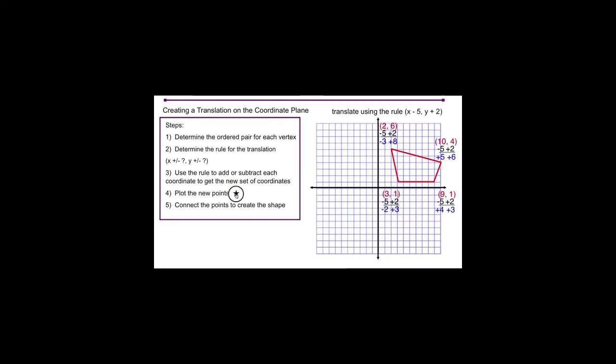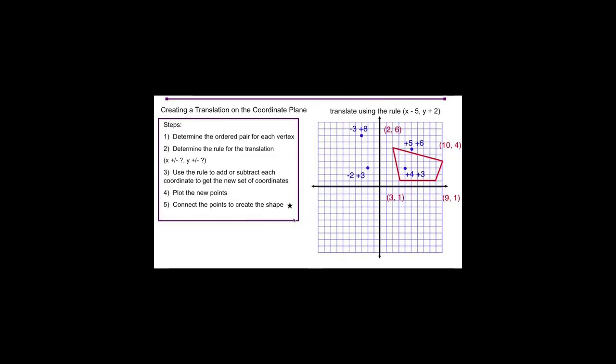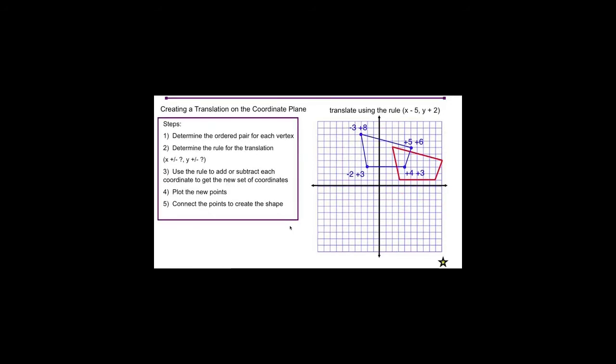Okay, then it says over here, plot the new points. Well, that's easy. Everybody can do that. So I plot my new points here, here, here, and here. And then connect those points to create the shape. Simple. Easy stuff. That's a translation.